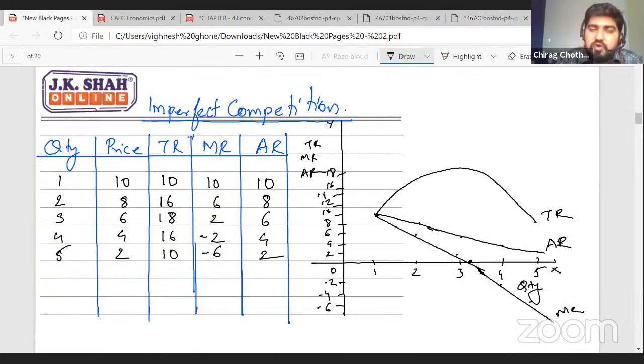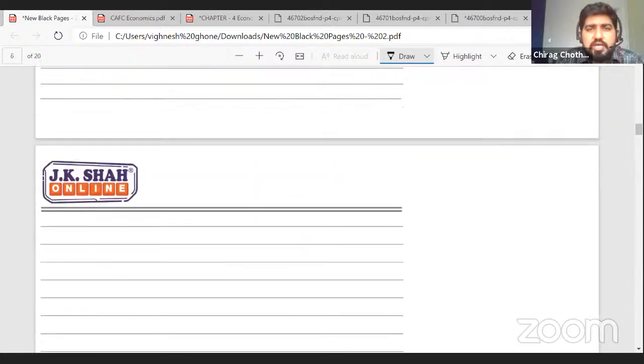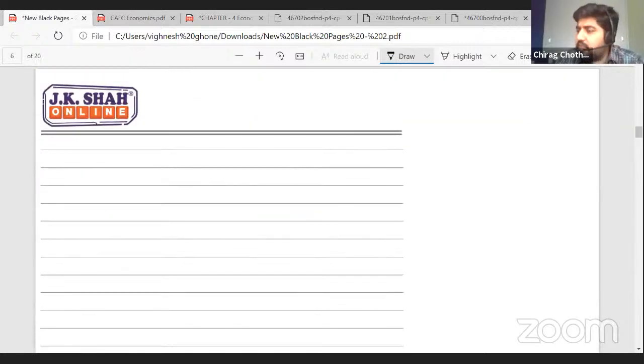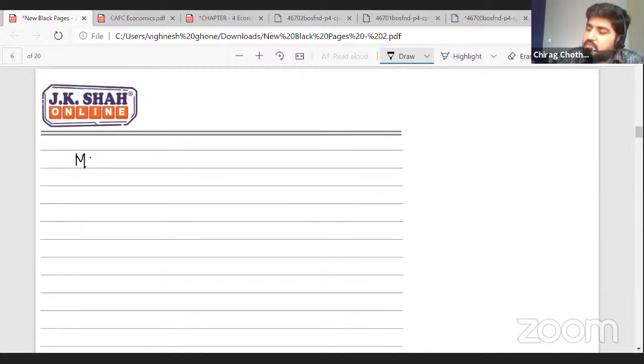Now, friends, when we are talking about relationship, many students ask me this question: Sir, how did we get this answer? How is the relationship between AR and MR and elasticity there? So you have to remember one thing, students. You have to remember this formula. MR is equal to AR into (E minus 1) upon E.